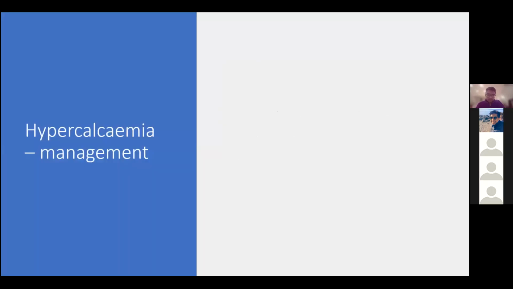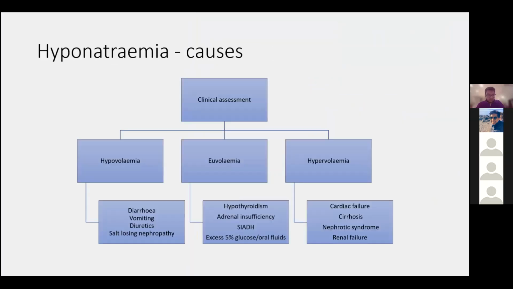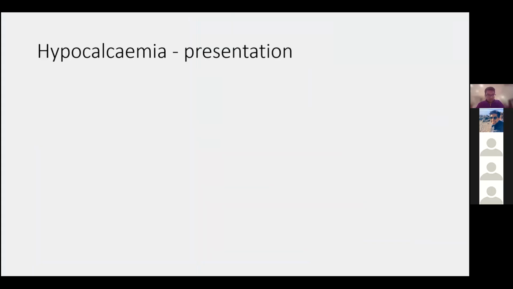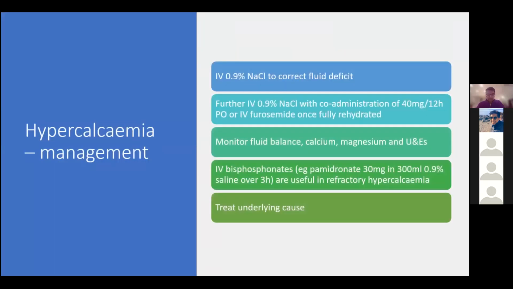How do you manage hypercalcemia? These patients are often dehydrated, so you need to give them some saline to correct the fluid deficit. If you think they may be at risk of fluid overload, or they may need further fluid, you can give them some furosemide as well. And you want to carefully monitor their serum calcium and fluid balance.